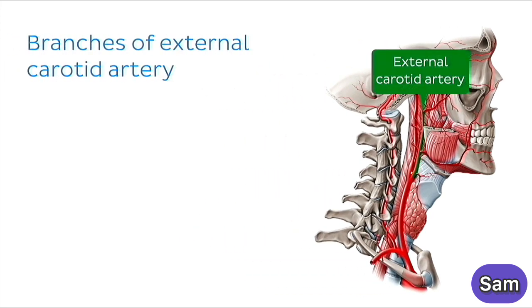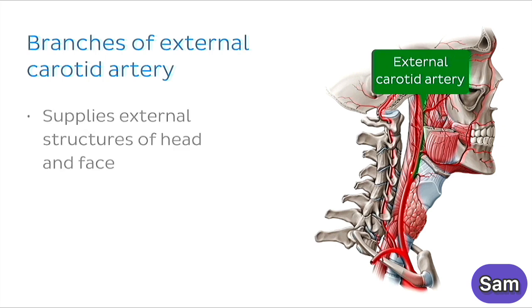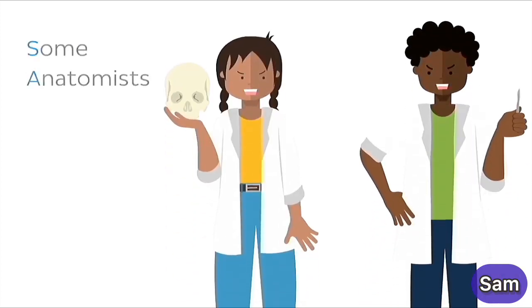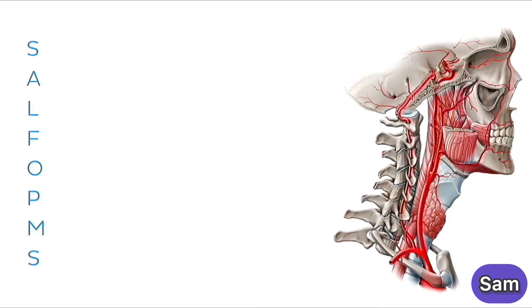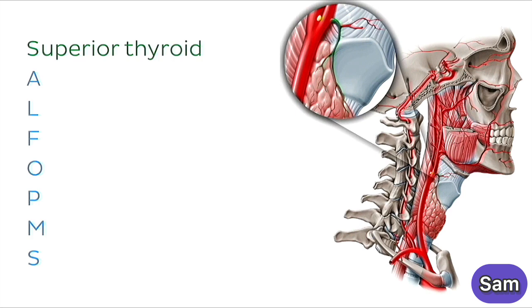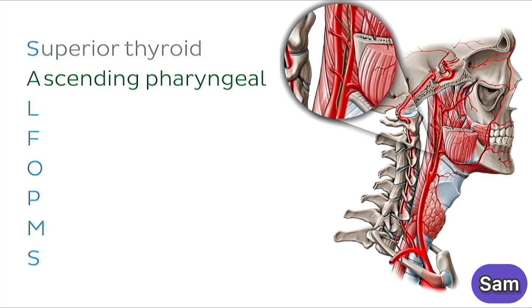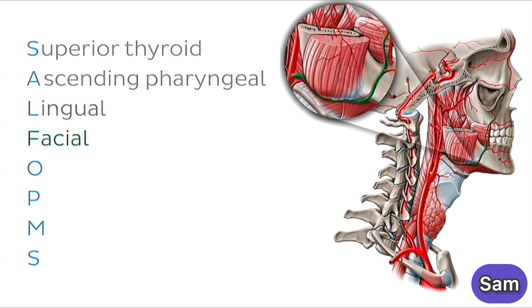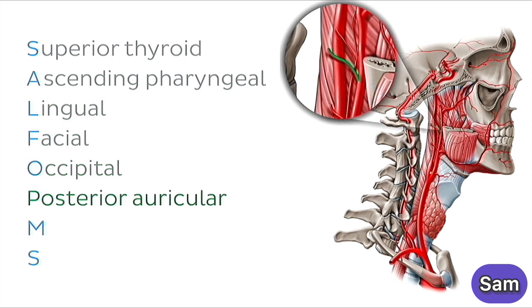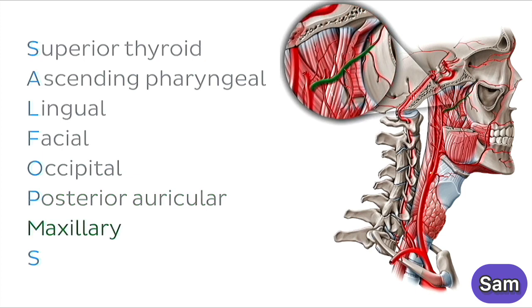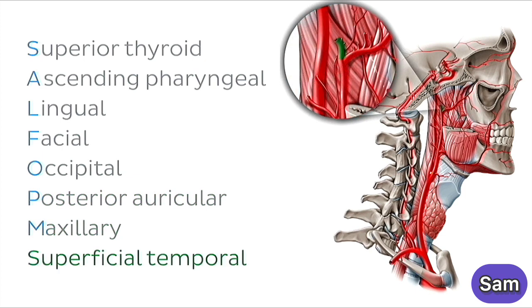The external carotid artery gives some branches to the neck, but mainly it supplies the external structures of the head and face. The branches of the external carotid artery can be remembered by the mnemonic "Some anatomists like freaking out poor medical students." These branches are the superior thyroid artery, the ascending pharyngeal artery, the lingual artery, the facial artery, the occipital artery, the posterior auricular artery, the maxillary artery, and the superficial temporal artery.